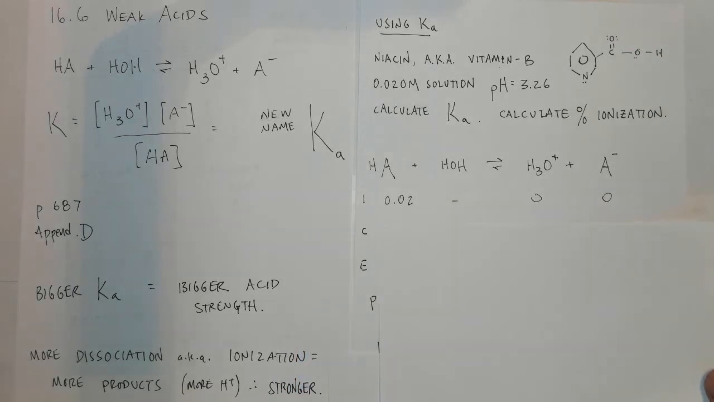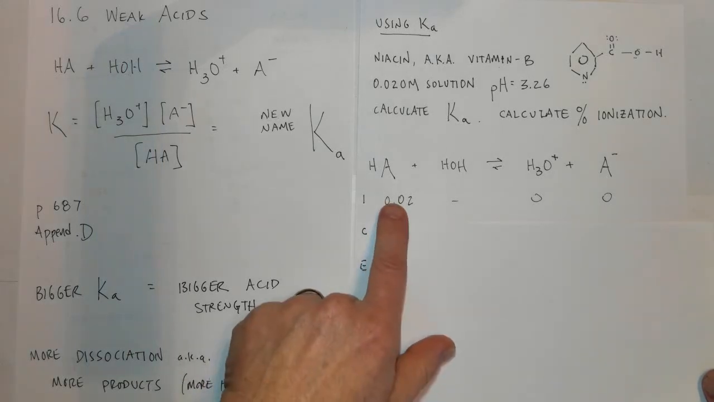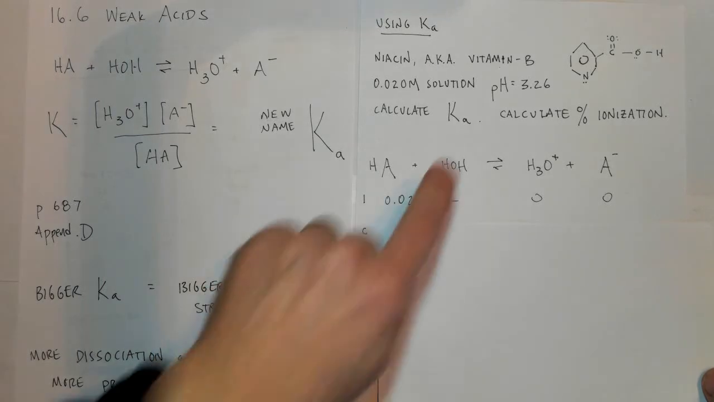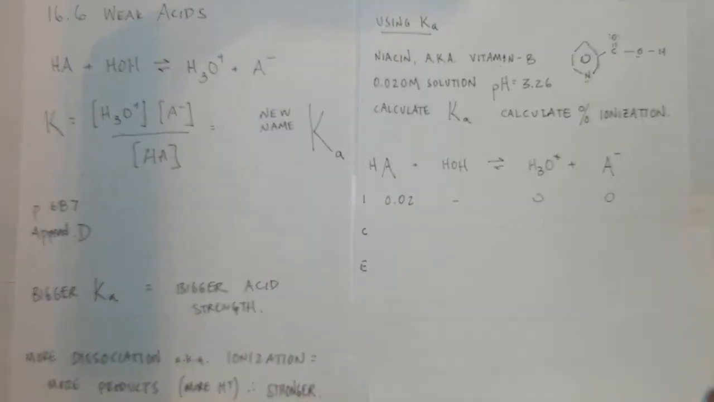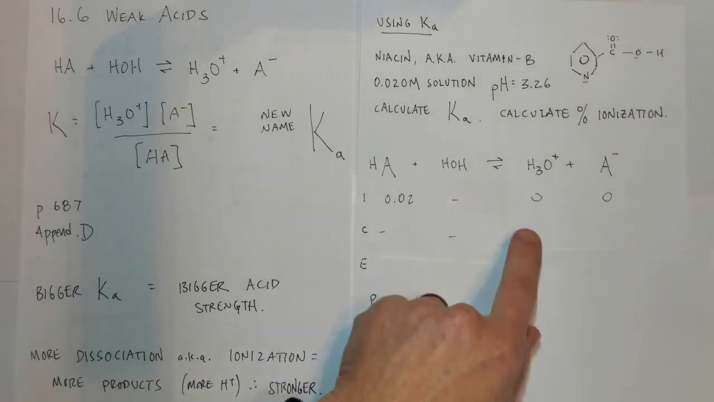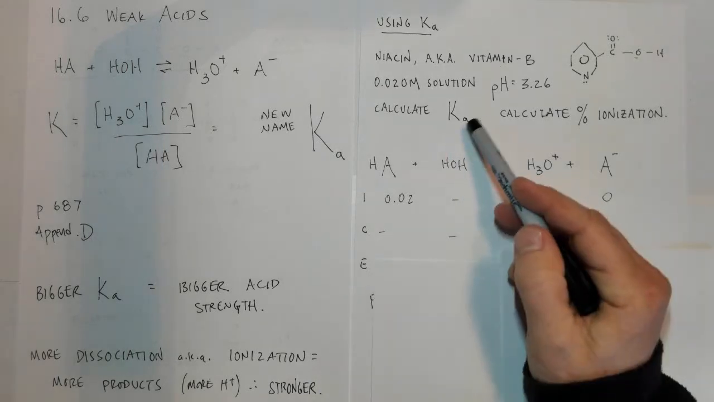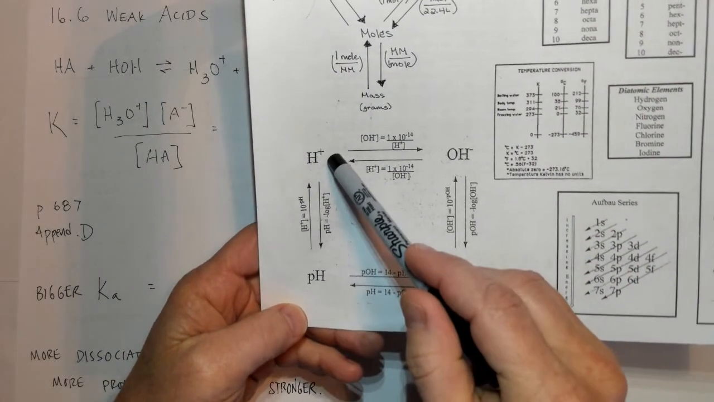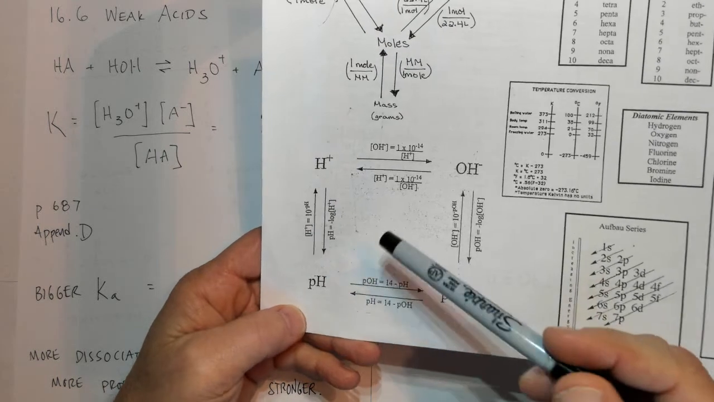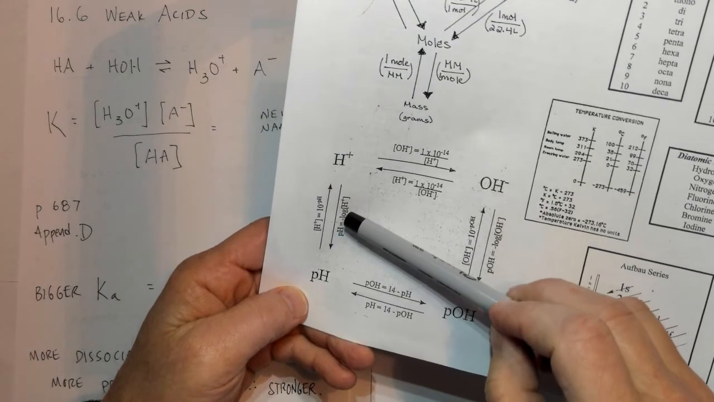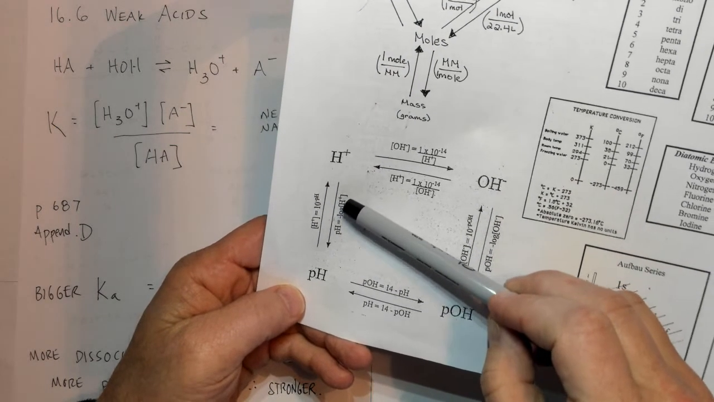Now, when this dissociates or breaks up, we're going to give up a little bit of this. We don't know how much that is right now, but we do know that at equilibrium the pH is 3.26. So we could find the equilibrium amount of this H3O plus by using the pH square. If you look on your pH square, from pH I can find the H plus ion concentration. If I say the pH is 3.26 and I take 10 to the negative 3.26, I can find H plus.